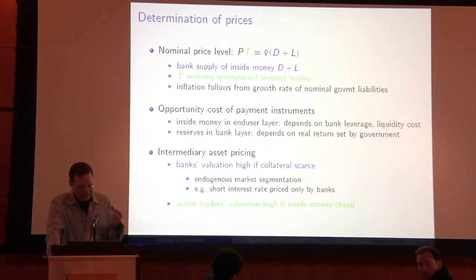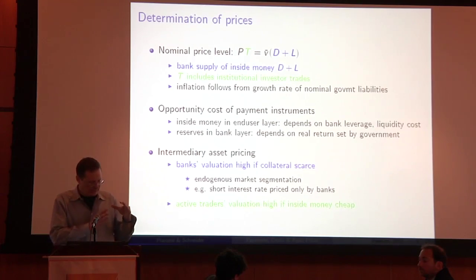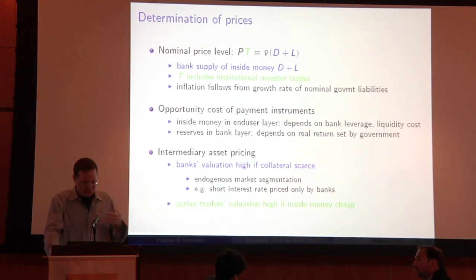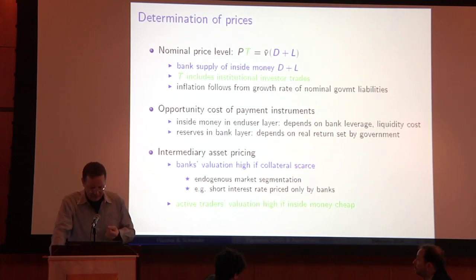Now, the interesting asset pricing in this model is intermediary-based. So standard Euler equations that price assets do not hold for two reasons. One is that banks value assets as collateral because they're useful to produce these payment instruments. That generates endogenously market segmentation, where in particular the short bond market, or the money market, is a market where only the banks lend. And then the short interest rate is something that's priced only by banks.